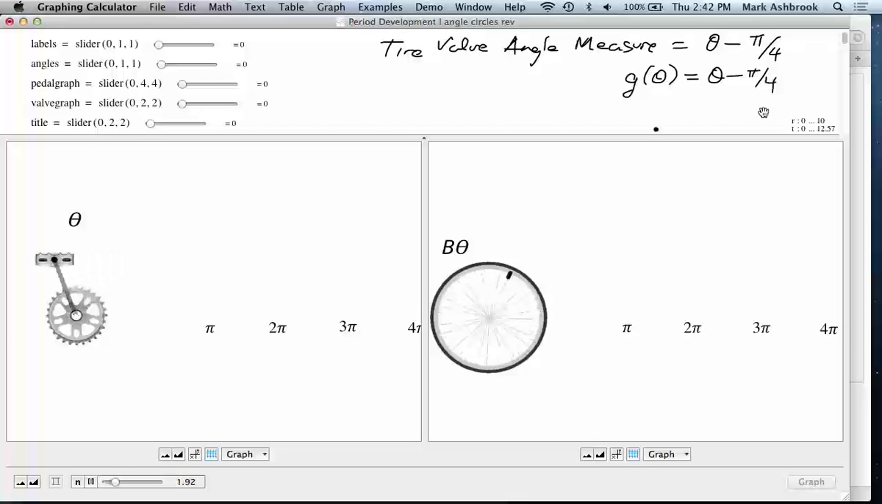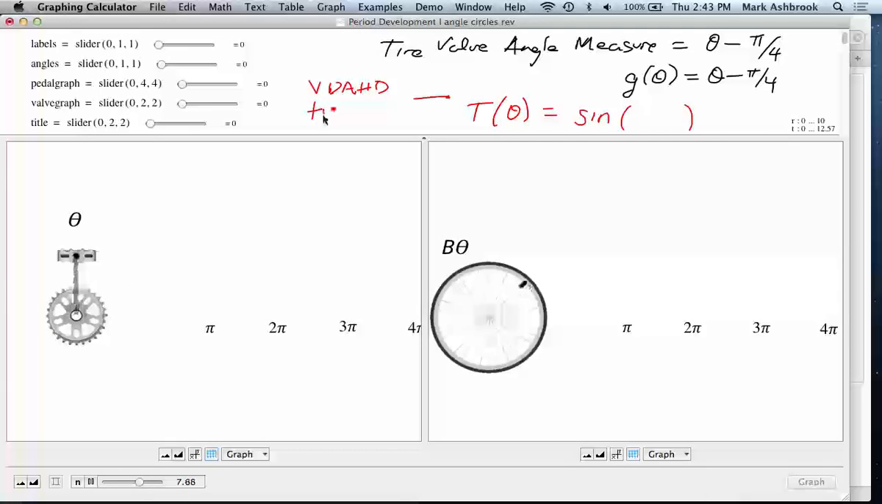So now we want to write t of theta. We want the vertical position above the horizontal diameter, in radius lengths, of the tire valve. So if it's vertical position, is it going to be sine or cosine? Sine. And the argument, is it going to be the pedal angle measure or the tire valve angle measure? So this is the vertical distance above the horizontal diameter of the tire valve. So which angle is the argument? Tire valve. And what is our tire valve angle in terms of theta, the pedal angle? That's our theta minus pi over 4.